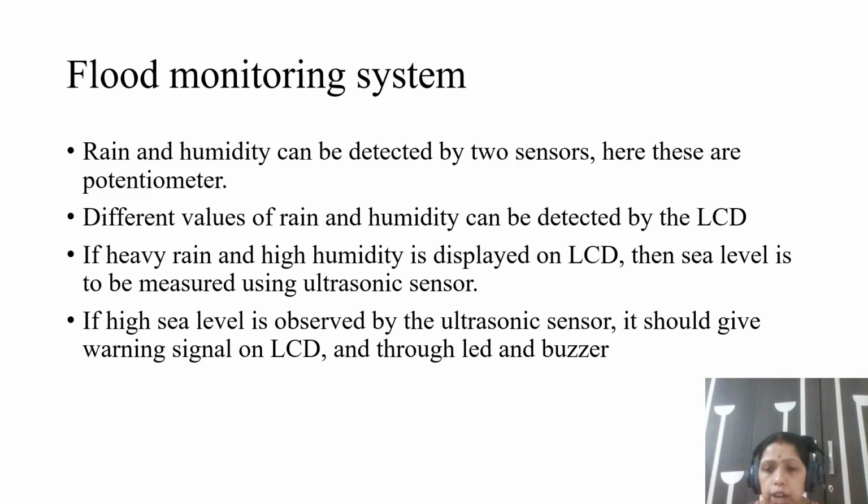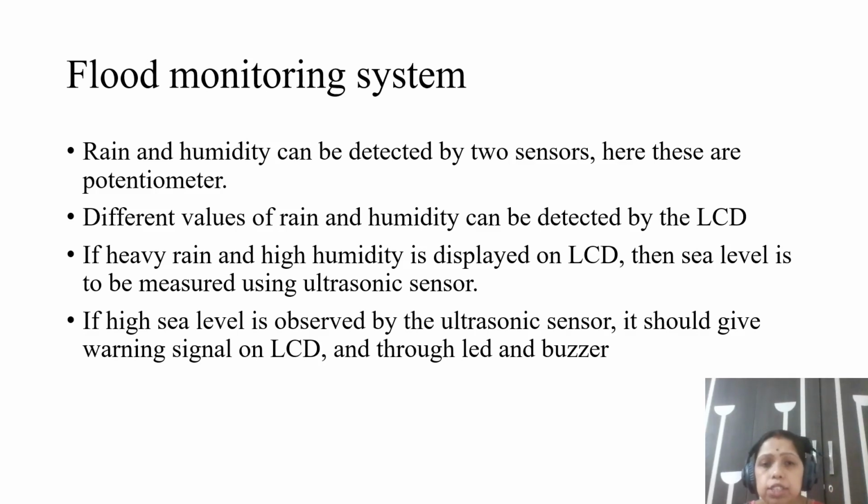How can we check? We can measure the temperature, pressure, humidity, and the measurement of the rain also we can check, right? If the measurement of rain is more, then again we can check the sea level. If the sea level is also high, the IoT application can automatically give a signal that in the upcoming days the flood will happen, right?